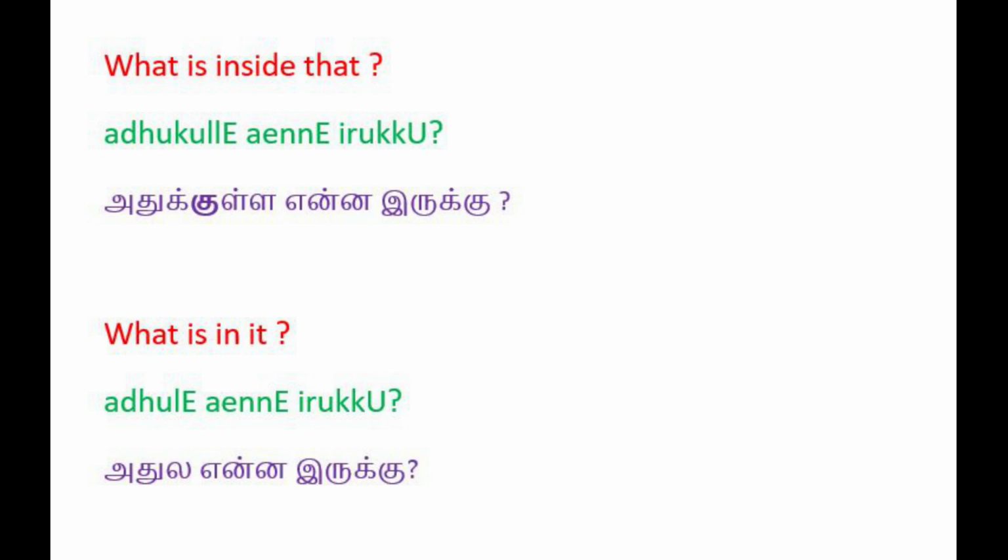What is inside that? அதுக்குள்ள. Adu is that. Ulla is inside. So it's joined in such a way you hear அதுக்குள்ள என்ன இருக்கு. What? இருக்கு is there. அதுக்குள்ள என்ன இருக்கு. What is in it? அதுல என்ன இருக்கு. So the difference is, inside it becomes உள்ள and in it you get la. So it's very clear that when you want to convey something like inside of something, it is அதுக்குள்ள என்ன இருக்கு, and அதுல என்ன இருக்கு, what is in it?